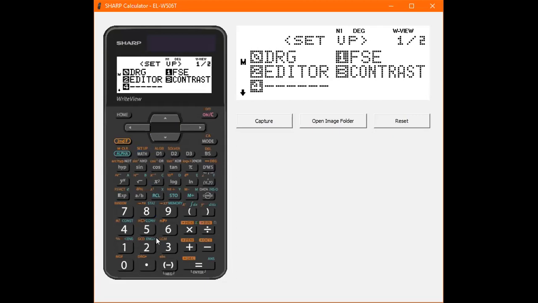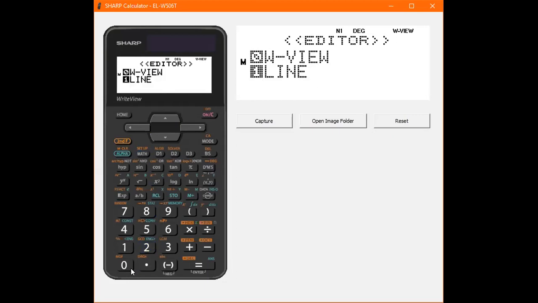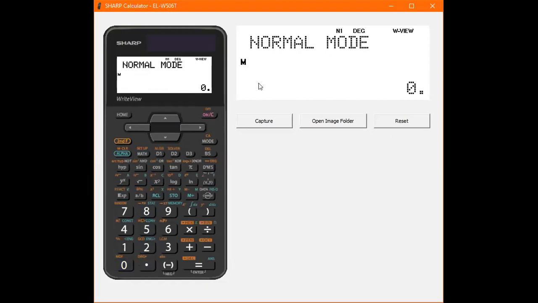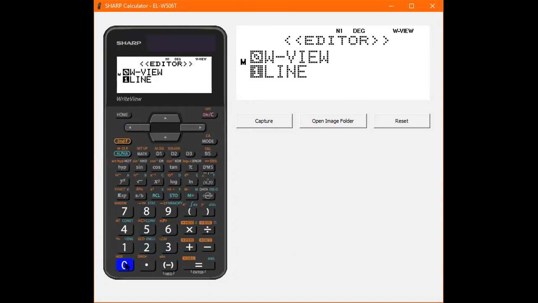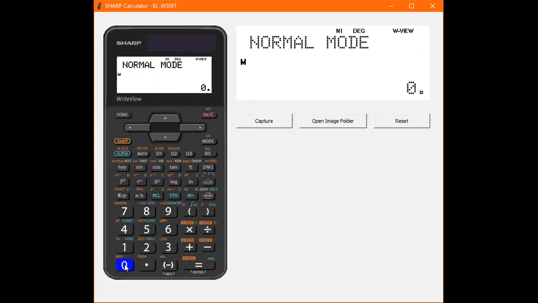I'm going to change it back because otherwise the rest of my examples are going to look very strange to you. So let me just show you again. Second function, math, that will give us access to the setup button. 2 for editor, 0 for right view, 0 for exact. Okay.